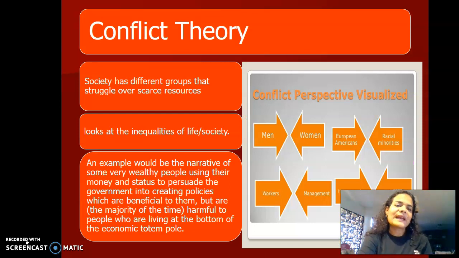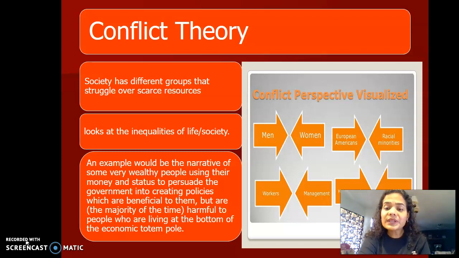Conflict theorists imagine society as different groups that are struggling over scarce resources. By the way, these different groups are unequal, so they don't have equal access to these scarce resources. Therefore, within the conflict paradigm, you have Marxist theory, where Marx was talking about workers versus the bourgeoisie or the capitalists. You have feminist theory, which looks at women as being unequal actors.